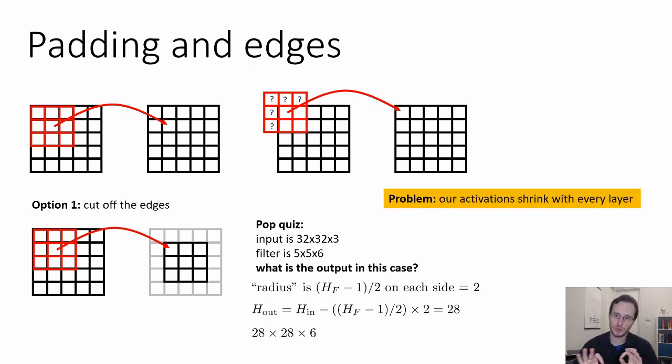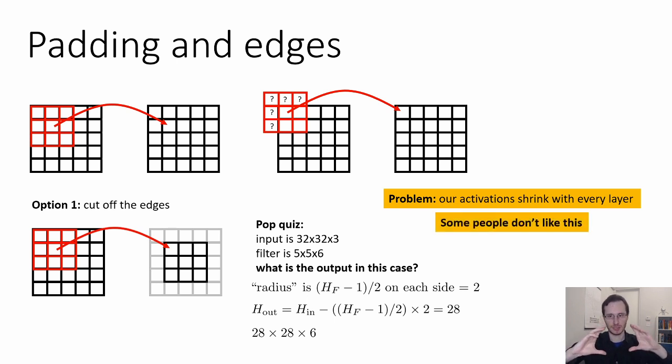So when you cut off the edges like this, our activations actually shrink with every layer. And that's generally fine, but some people really don't like this. They don't like this because, especially once these activation maps get pretty small towards the end of your network, this reduction can actually be fairly significant.